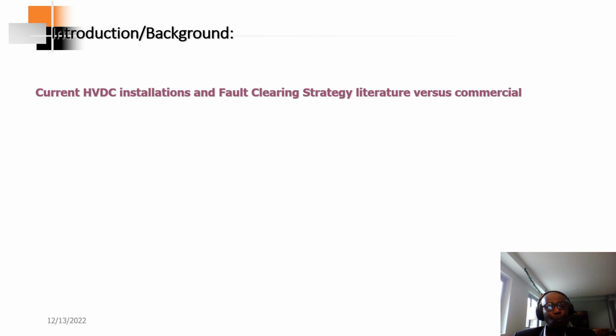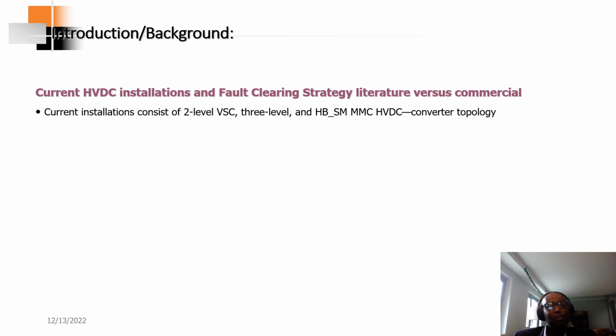Next, we'll talk about the current HVDC installations and fault clearing strategies that are out there. What is in commercial operation and also what is based on literature. Currently, we have an installation that is in commercial operation for a 2-level voltage source converter. We have a 3-level voltage source converter and a half-bridge sub-module modular multi-level converter HVDC.